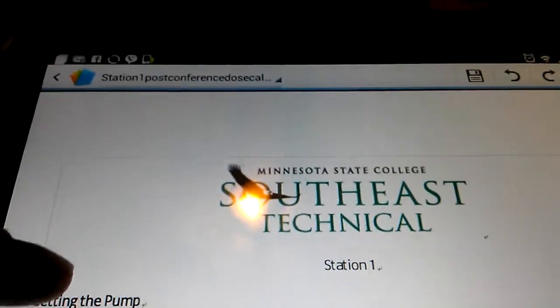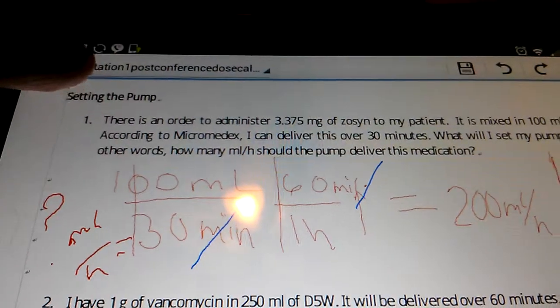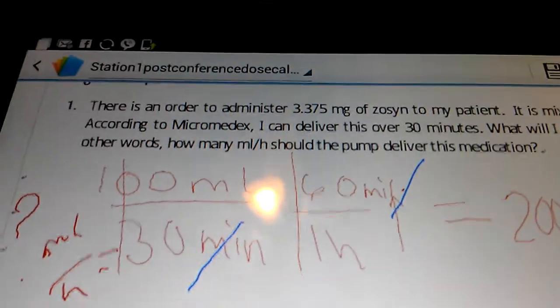So I've also posted this worksheet, and it says Station 1 on the top of it. This is something I provided a while back.